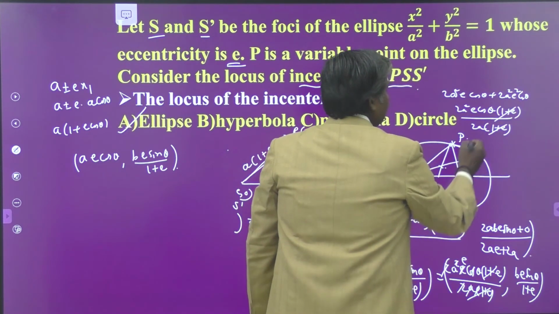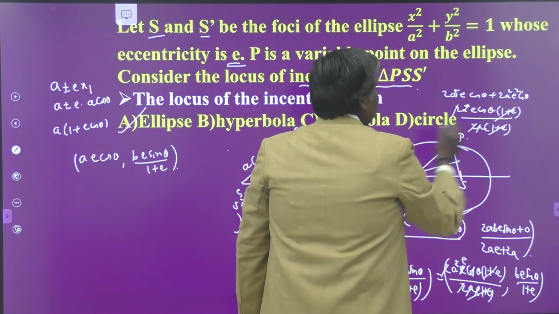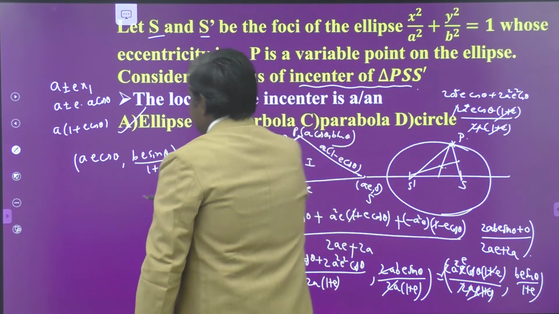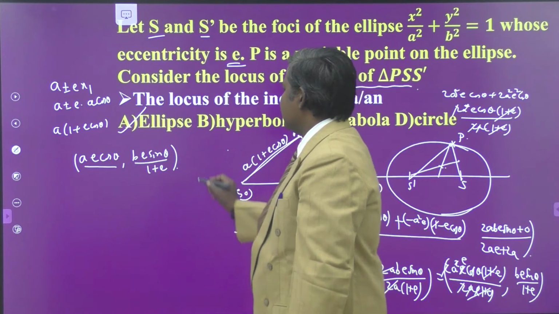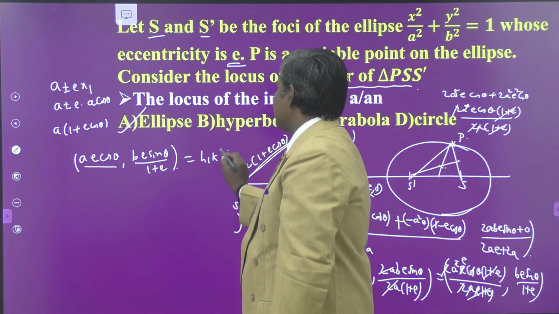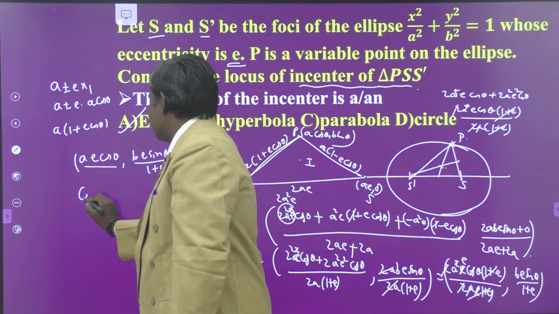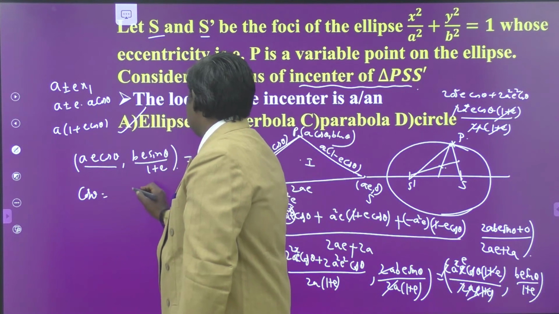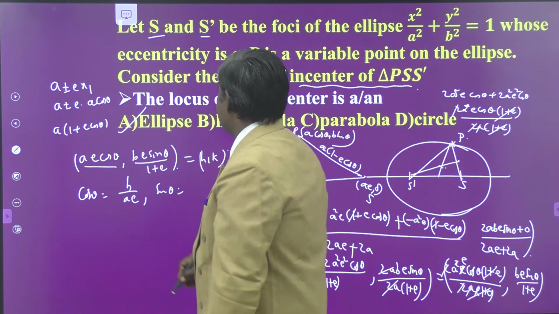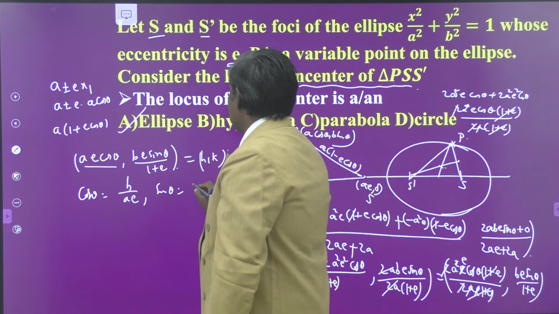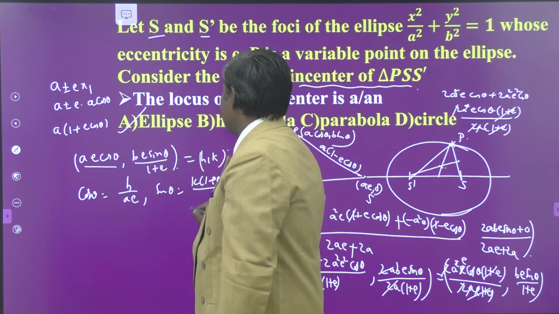1 plus E gets cancelled. 2 gets cancelled. AE is also cancelled. AE cos theta remains like that. AE cos theta, BE sin theta by 1 plus E. This is the point on your locus H comma K. Now easily eliminate theta. What is your cos theta? Cos theta is nothing but H by AE. Sin theta is nothing but K into 1 plus E by BE.